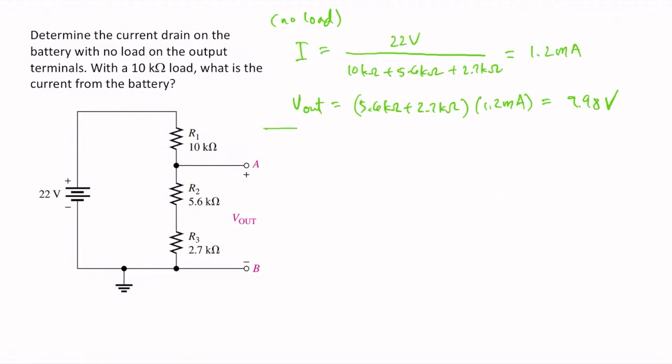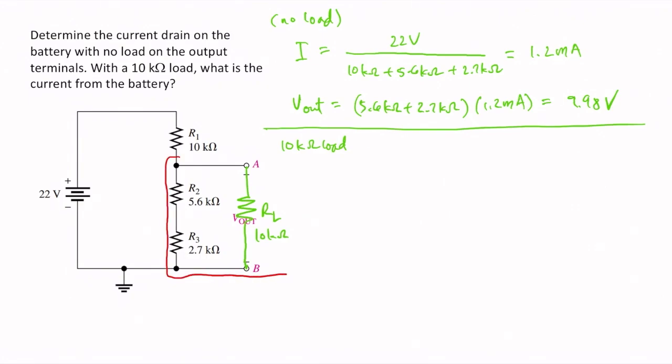Okay, now factoring in the 10 kilo ohm load across terminals A and B. Okay, so it's 10 kilo ohms. What will be the new current? We see that this becomes a network of parallel and series resistors, where RL is parallel to the series resistors R2 and R3. So we have to take the equivalent resistance of this, add it to R1 to get the total resistance.